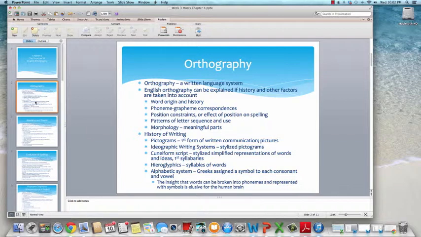And then finally we move to the alphabetic system, which the Greeks used, and they assigned a symbol to each consonant and vowel. Alpha and beta being the first two letters of the Greek symbol system. And of course, we would think alpha and then omega being the final letter of the Greek system. So this insight that words can be broken into phonemes and represented with symbols is elusive for the human brain, because it took us tens of thousands of years, essentially, to develop this idea that we can represent each sound we're making by a single grapheme or a single group of graphemes that represent that concept.